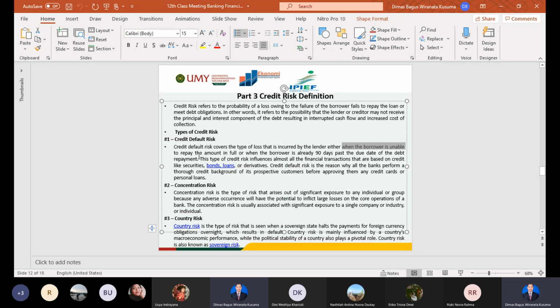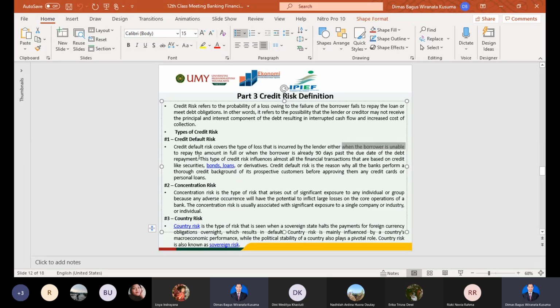And the second one, concentration risk. Concentration risk is the type of risk arising out of significant exposure to any individual or group, because any adverse occurrence will have the potential to inflict large losses on the core operations. So concentration means that you have dominant portions. For example, the bank distributed 100% of the money to lenders, and you obtain maybe more than 60% of the money lent. So this is considered to be concentration risk.